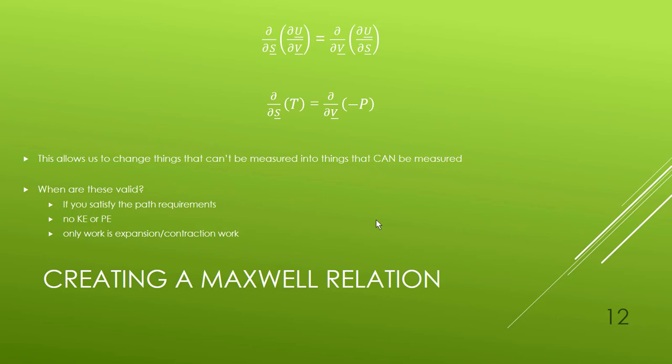So, if I wanted to do this second derivative, if I started with (∂U/∂V) at constant S and n, and then took the derivative of that with respect to S, that's the same as taking the derivative with respect to S of T, right? Because (∂U/∂V) at constant S and n is equal to T. On the other hand, (∂U/∂S) is equal to negative P. Take the derivative now with respect to V, I get negative (∂P/∂S) is equal to (∂T/∂V). Okay? So this is going to allow us to change things that can't be measured into something that I can measure.